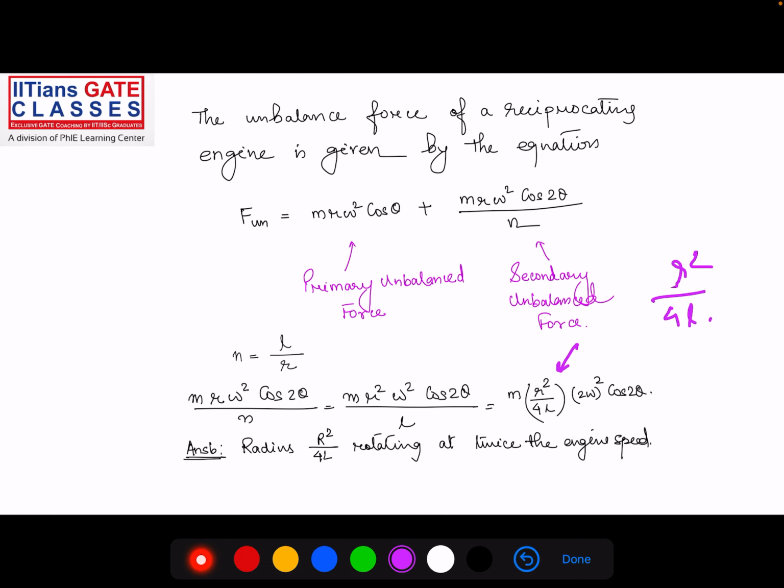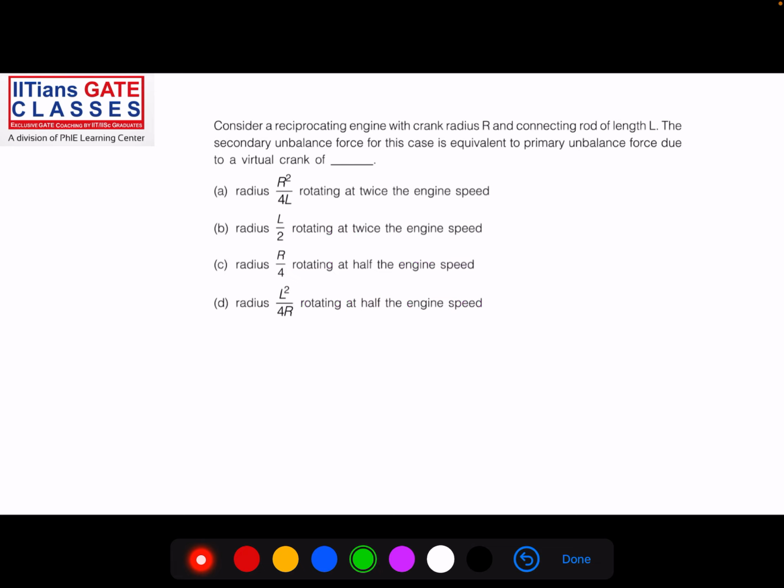And what will be the angular speed? The angular speed is omega here. Here, what is the angular speed? The angular speed is twice. So what will be the answer? The answer is r square by 4L rotating at twice the engine speed.